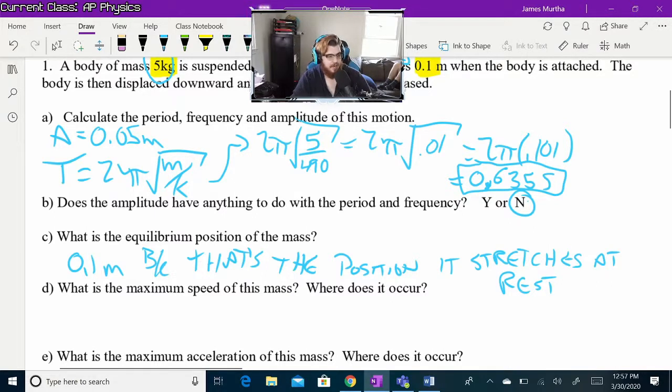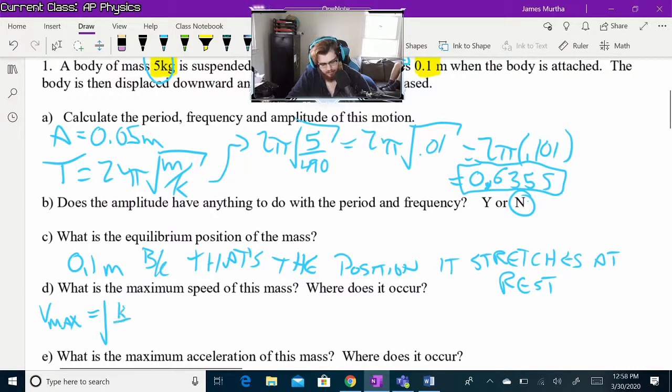All right. Now, the next thing is we got to find the maximum speed of this mass, and we want to know where it occurs. So that means that we're going to be looking for our Vmax, and I'm not going to go through the math for all of these. That's going to take too much time. So if you guys want to calculate it on your own to make sure that I'm right or wrong, then that's fine.